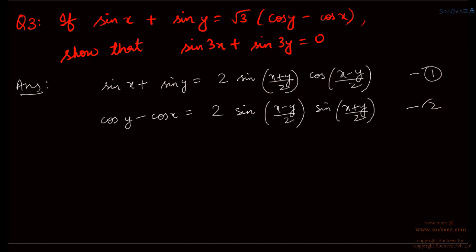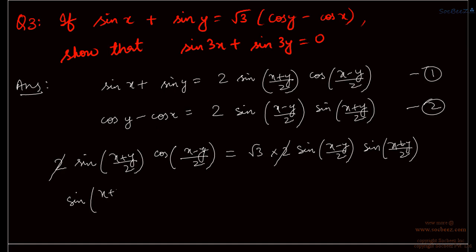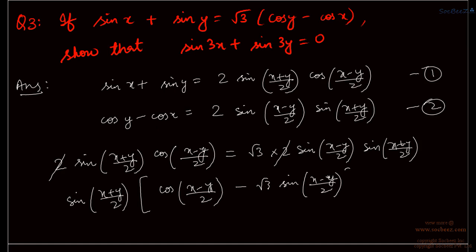Now we have the relation sin x plus sin y equal to root 3 times cos y minus cos x. So let's substitute these values now. So we have 2 sin of x plus y by 2 cos of x minus y by 2 equal to root 3 times 2 sin of x minus y by 2 sin of x plus y by 2. Remember there is a root 3 in front of the expression there. Now the 2 cancels, and let's bring everything to one side. So we see that there is a sin of x plus y by 2 common here, into cos of x minus y by 2 minus root 3 sin of x minus y by 2.